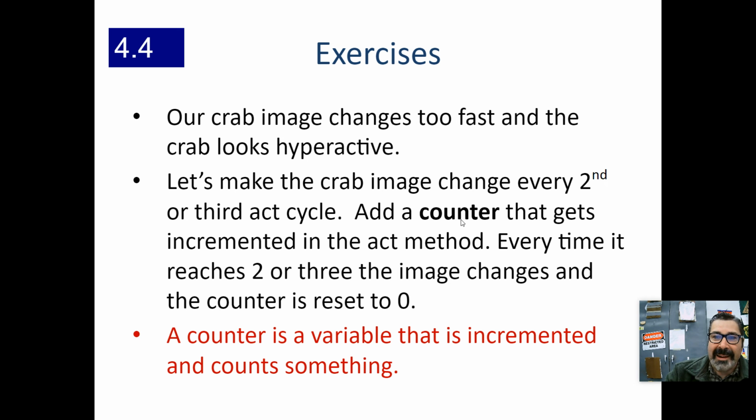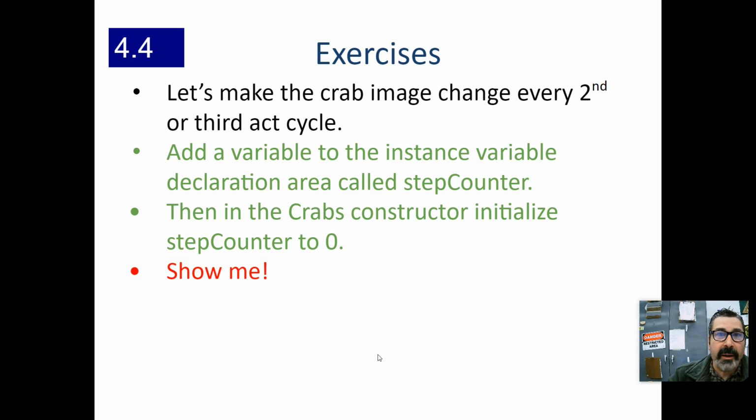We are going to add a counter that gets incremented in the act method. Every time it reaches 2 or 3, the image changes and the counter is reset to 0. Write this down: a counter is a variable that is incremented and counts something. The way it's going to work is act, act, act, switch, act, act, act, switch. Every time the counter gets to 3, we switch and go back to 0.